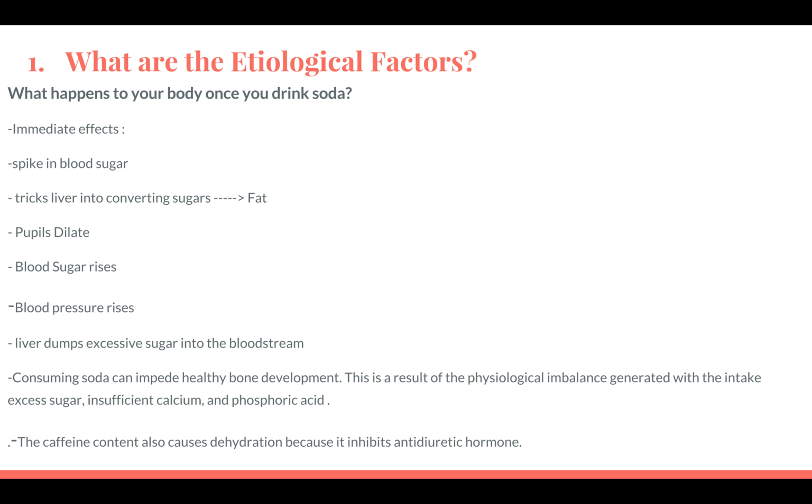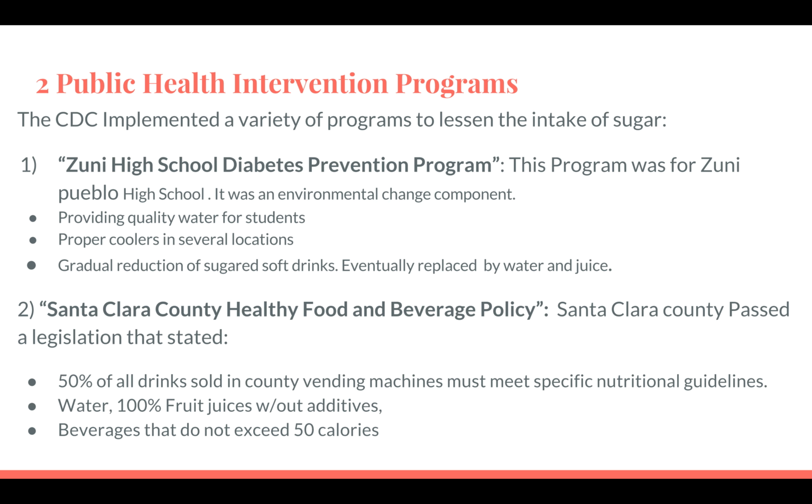What are the etiological factors? So since my topic wasn't on a disease, there was no way to figure out where it had started. So I wanted to show you guys the chemical processes that take place in our body once you start drinking soda. The immediate effects are a spike in our blood sugar, which in turn tricks the liver into converting sugars to fat. Our pupils will dilate, our blood sugar rises, blood pressure rises, and our liver eventually dumps excessive sugar into the bloodstream. So, public health intervention programs.